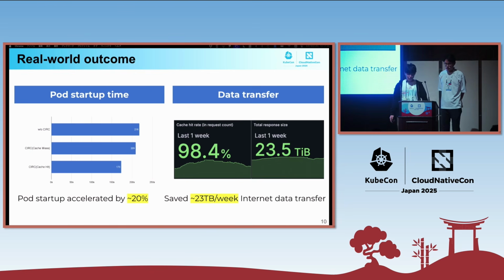So what was the result? With CIRC, we made pod startup faster and greatly reduced data transfer. This bar chart shows a roughly 20% startup acceleration on a cache hit. We also achieved a cache hit rate of over 98%, saving around 23 terabytes of internet data transfer in just a week. So how did we achieve this? Okay, now let's dive into the details with Hidehito.